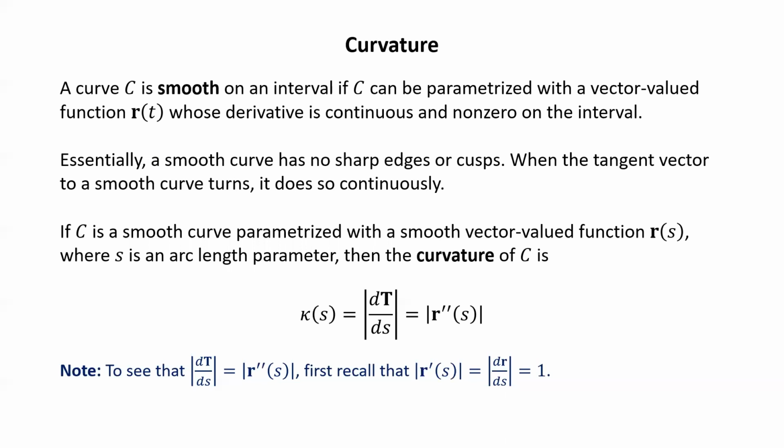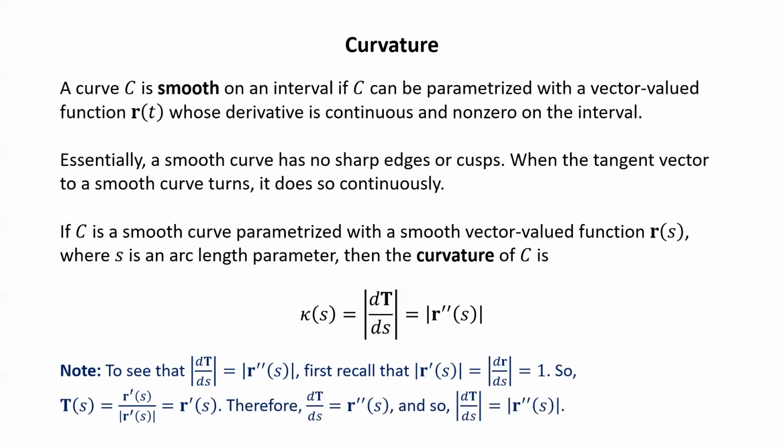To see this, first recall from the last lesson that the length of R prime of S, which we could also write as the length of dr ds, is 1. So the unit tangent vector at S is R prime of S over the length of R prime of S, which is just R prime of S because the denominator there is 1. Therefore, the derivative of the unit tangent vector with respect to S is R double prime of S, and taking the length of each side of that equation, we get our result.